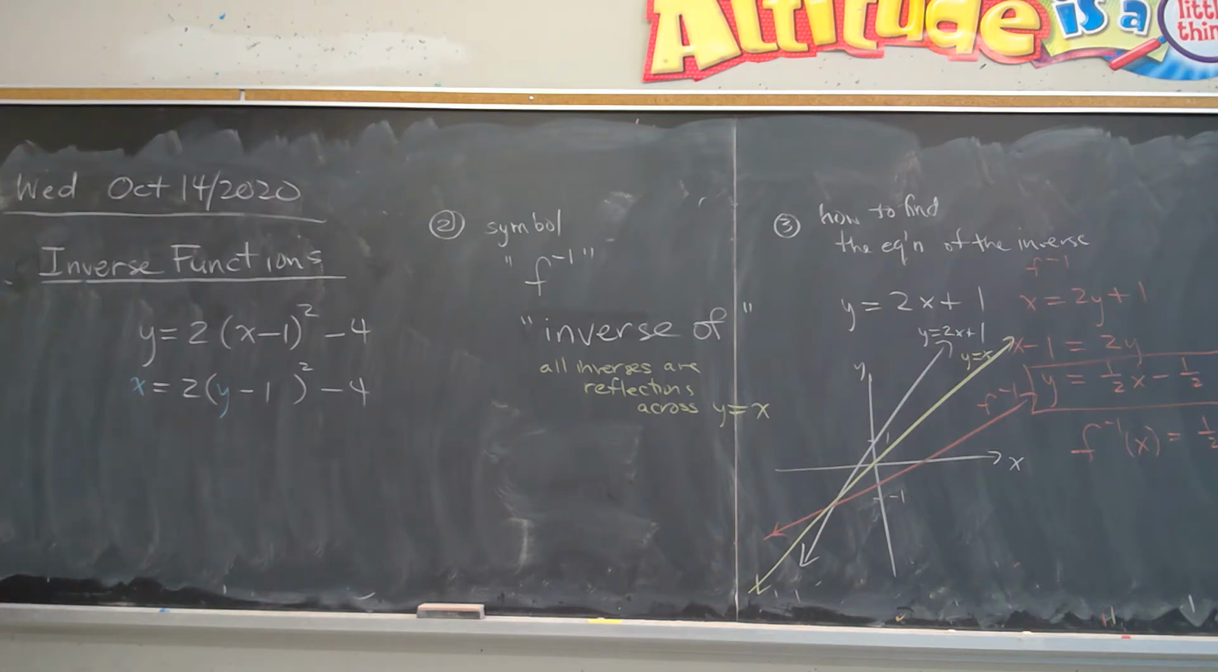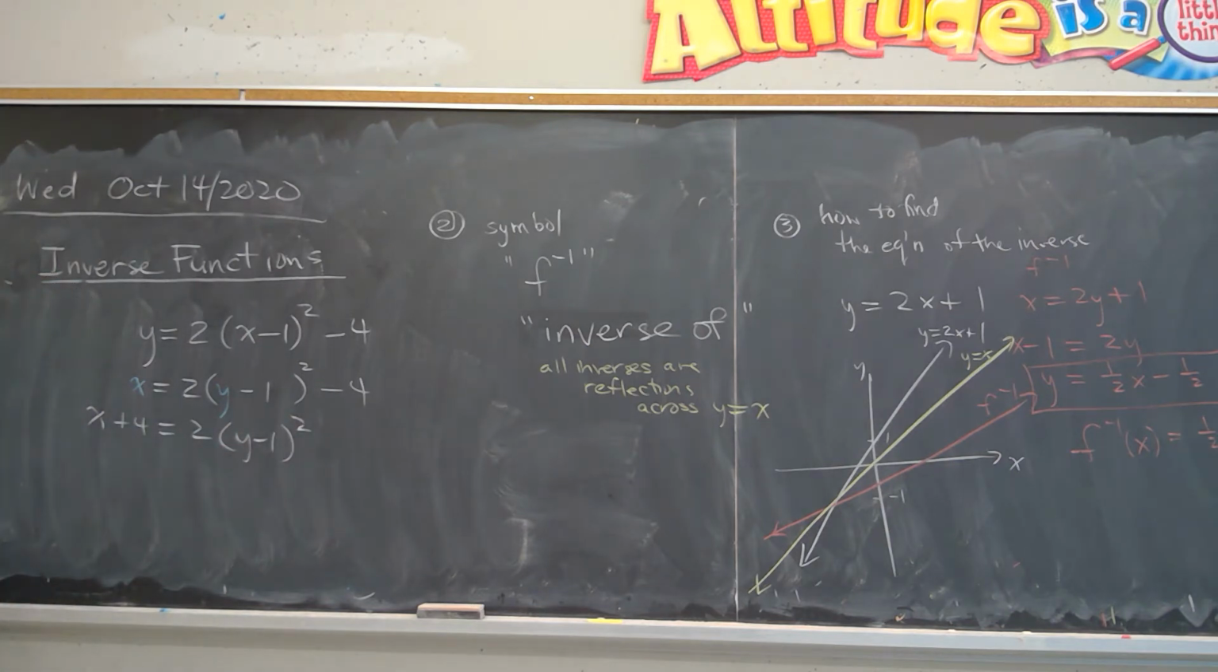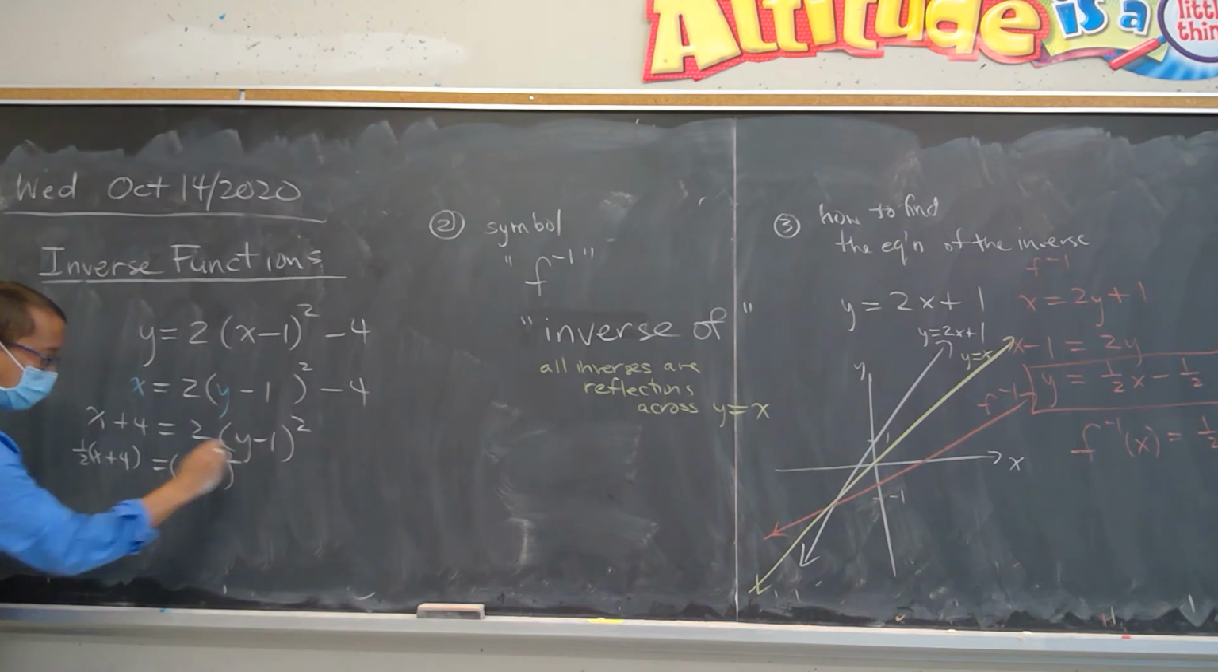So any volunteer want to start us off? What do you think we should do first? Add 4 to both sides. Nice. So we get x plus 4 is equal to 2 times (y minus 1) squared. What should we do next? Divide by 2. Nice. So we'll do 1/2 (x plus 4) is equal to (y minus 1) squared.